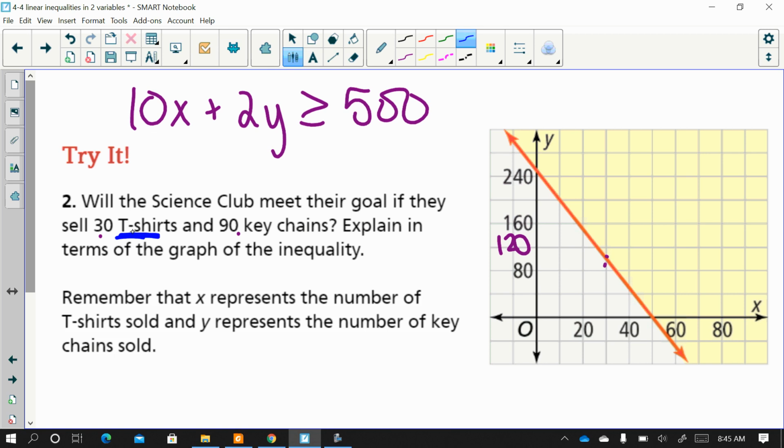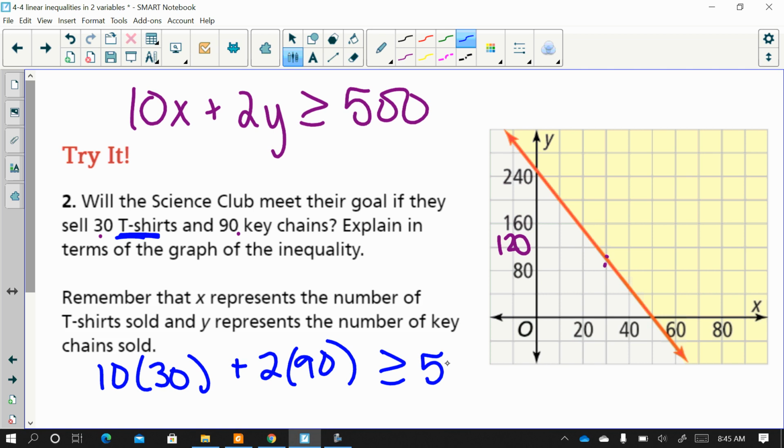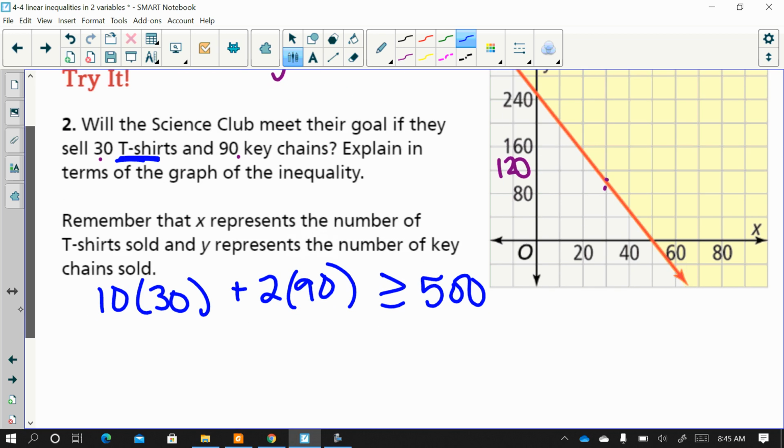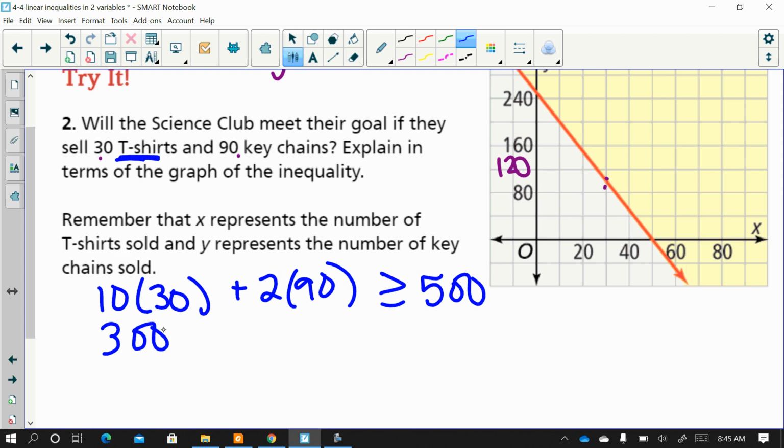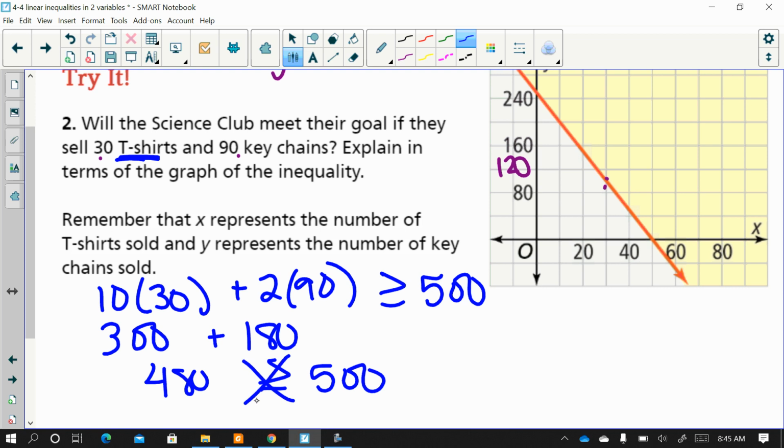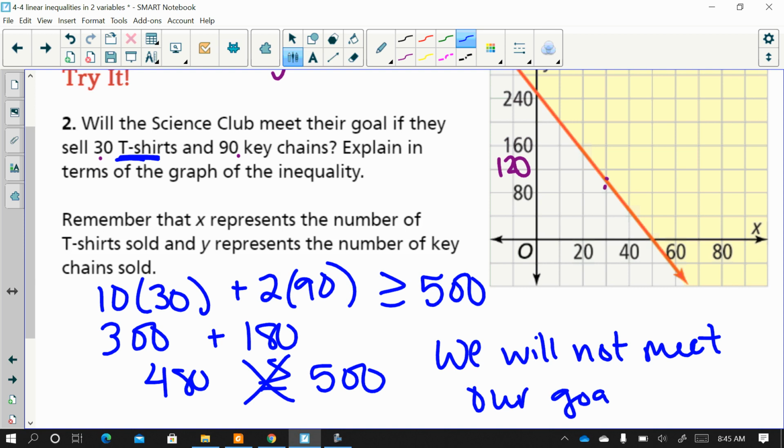Remember t-shirts was X, so I can plug in 30 for X. Keychains is Y, so I can plug in 90 here. And hopefully this is going to be greater than or equal to 500. Well, let's find out. 10 times 30 is 300. 2 times 90 is 180. 300 plus 180 is 480. Is that greater than or equal to 500? Absolutely not. So we will not meet our goal here.